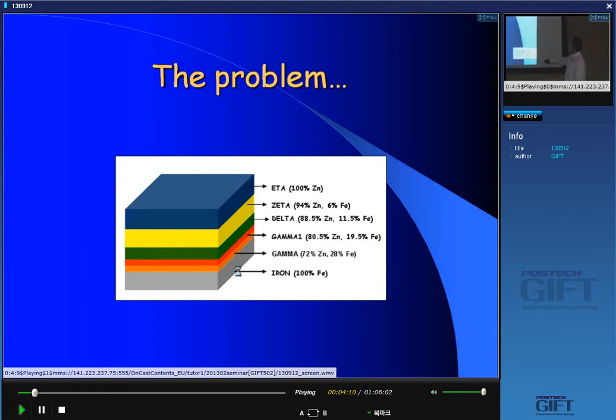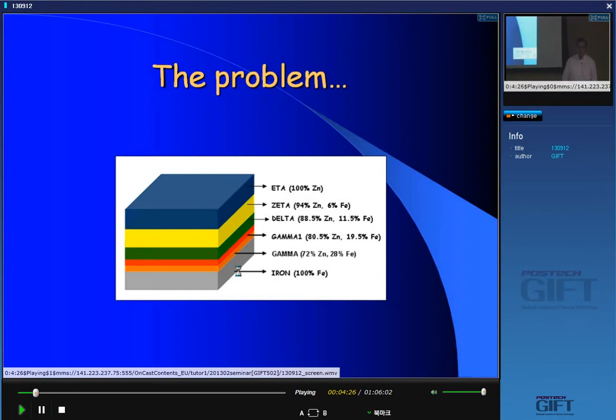This is what I have written as iron. For convenience, we just neglected carbon here. Just say this is some iron. And on top of it, there is a coating of zinc. All right? Now, this is not my invention.